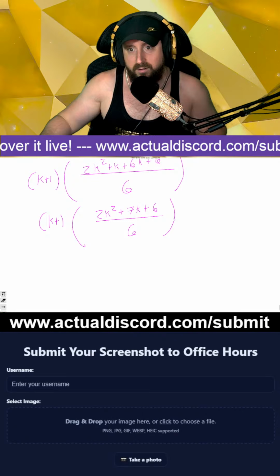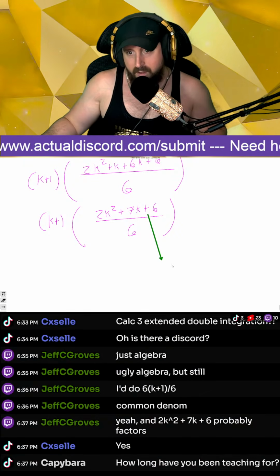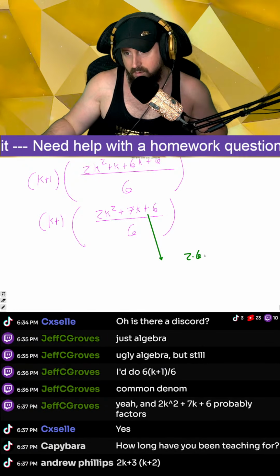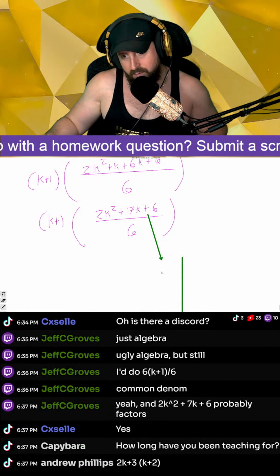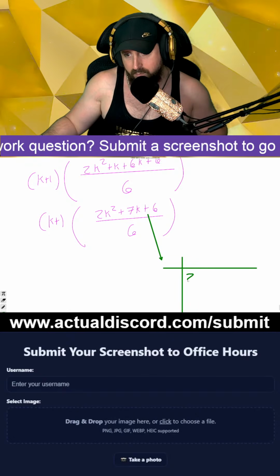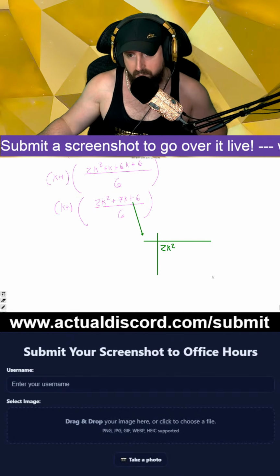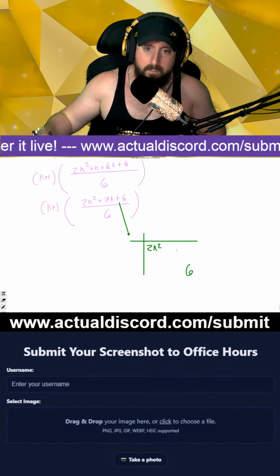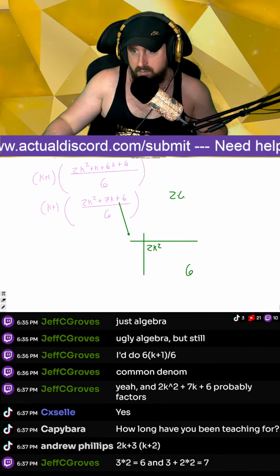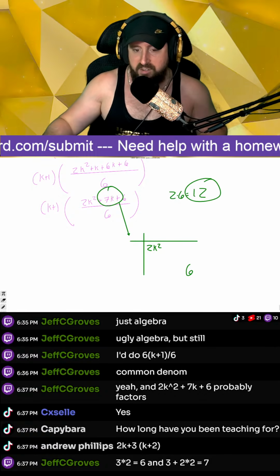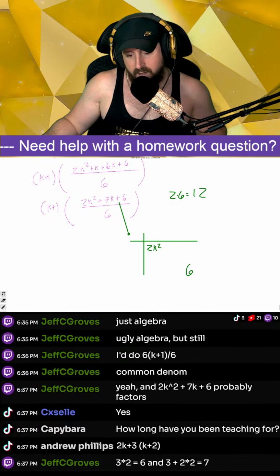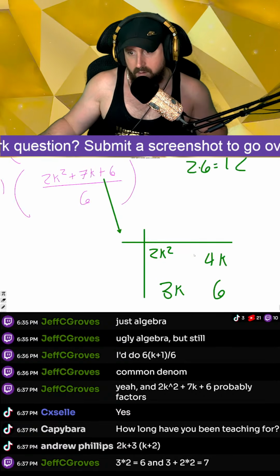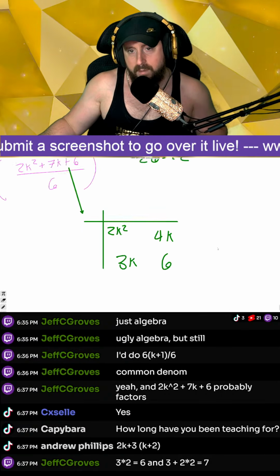Okay, watch what we're going to do here. I'm going to take this. So 2 times 6. I'm going to show you the way I like to factor this, by the way. So I'm going to put 2k squared here. This is like a Punnett square method. I just find it easier. This is 6. And then I need what multiplies to 12, but adds up to 7, right? And that's going to be 3 and 4. So then I'm going to put 3k here. I'm going to put 4k here.